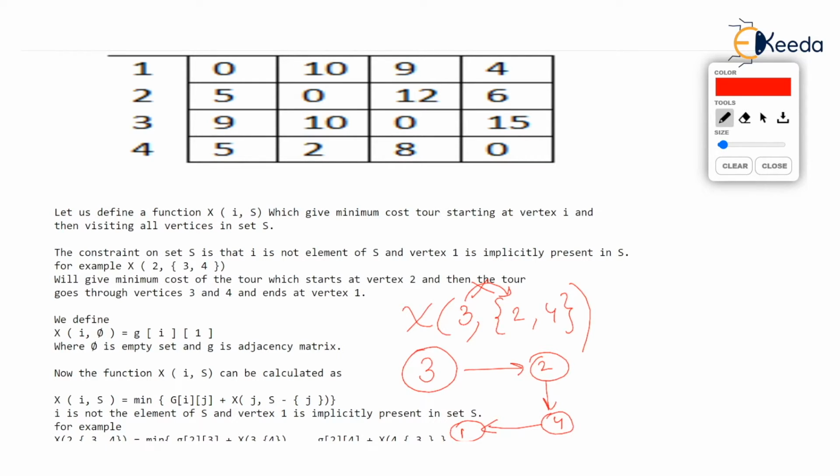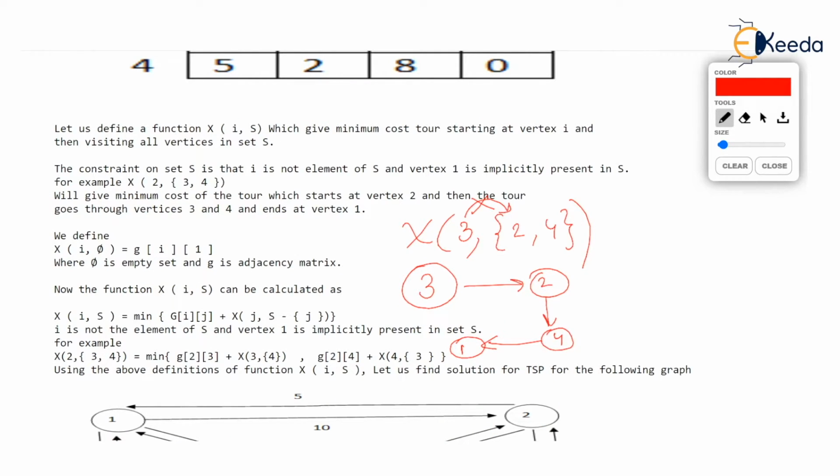Or, listen, it can be this way. Start your travel from 3, then instead of going to 2, you better go to 4 first. 3, 4, then go to 2, and finally come back to 1. That means you are taking this set S as really a set, and you say you will start your travel from vertex I, that is 3, then visit these vertices 2, 4 in any order, and then come back to 1. Now, there are two possibilities, and you want the best one out of that because you are trying to minimize the cost, isn't it so?